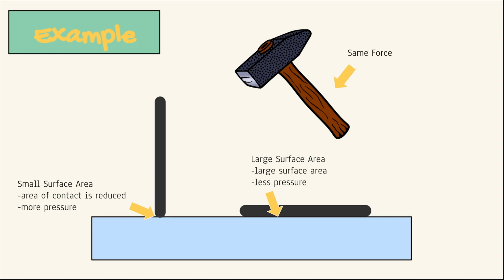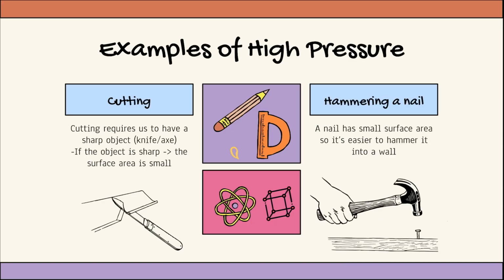Here are some examples of high pressure used in our daily lives. Cutting. When cutting, we have to use a sharp object, for example a knife or an axe. If the object is sharp, the surface area is small, meaning there is high pressure. Another example is when we are hammering a nail. A nail has a small surface area, so it's easier to hammer it into a wall. Again, smaller surface area, higher pressure.